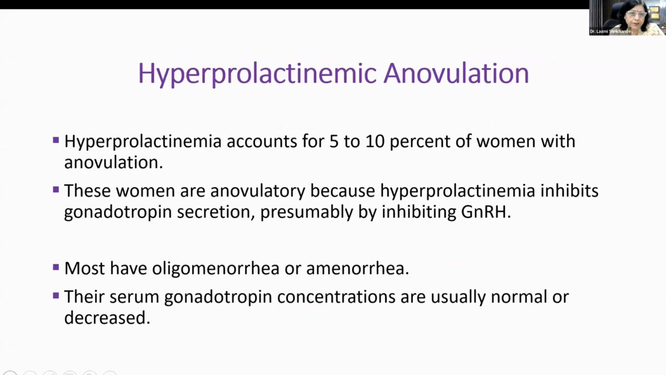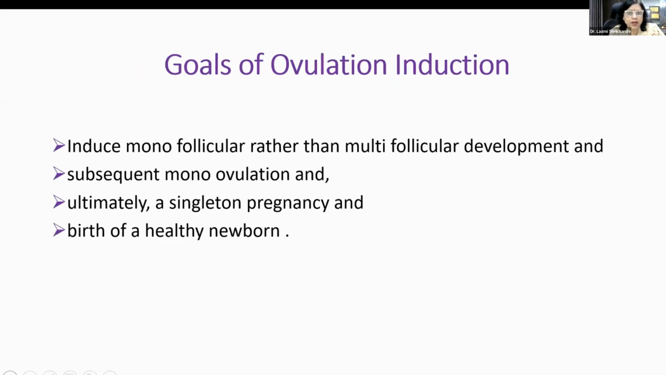For hyperprolactinemic anovulation, which accounts for 5 to 10% of the women, they are anovulatory because hyperprolactinemia inhibits gonadotropin secretion, presumably by inhibiting GnRH. Most of these women will have oligomenorrhea or amenorrhea, and their serum gonadotropin concentrations are usually normal or decreased. So once you treat hyperprolactinemia, they start ovulating.